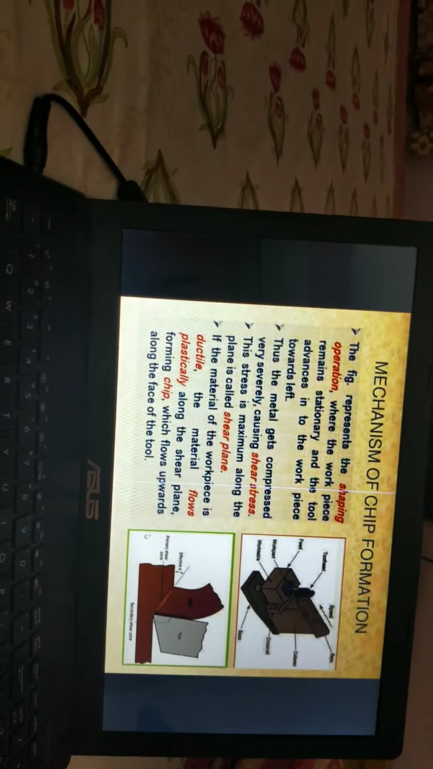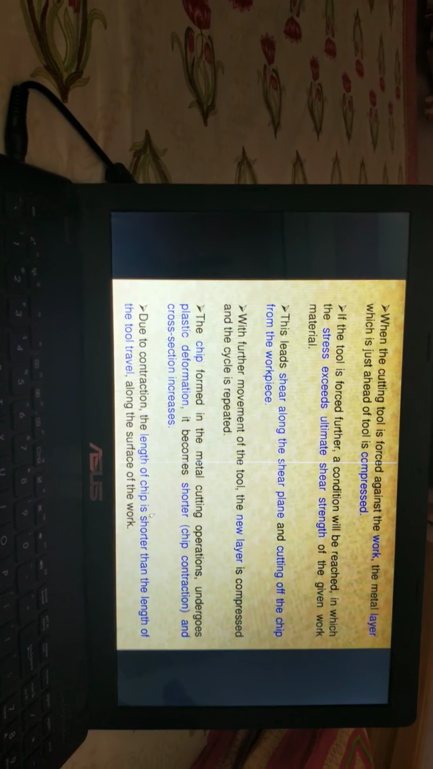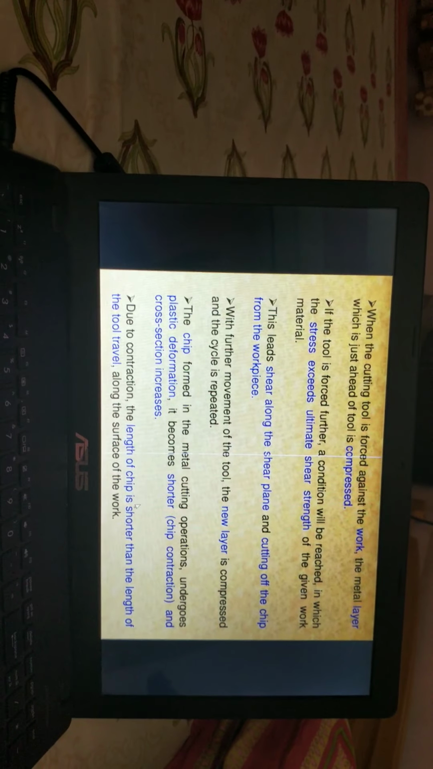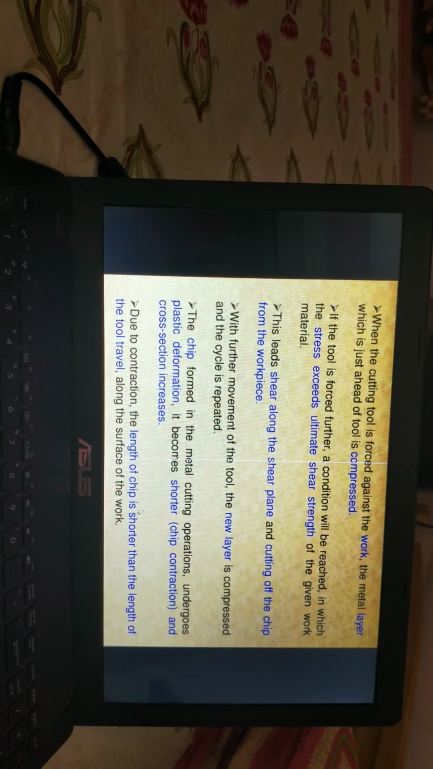When the cutting tool is forced against the work, the metal layer just ahead of the tool is compressed. The tool is forced further, and a condition will be reached in which stress exceeds the ultimate shear strength of the given work material. This leads to shear along the shear plane and cutting of the chip from the workpiece. With further movement of the tool, a new layer is compressed and the cycle is repeated.